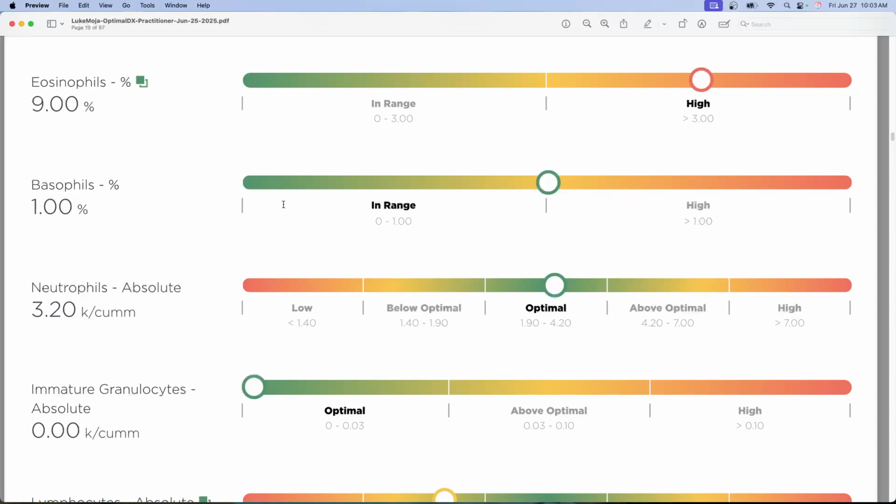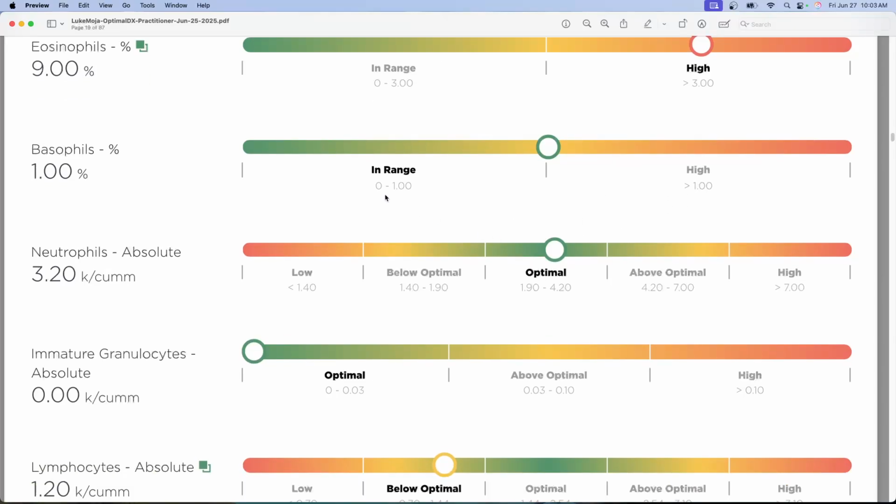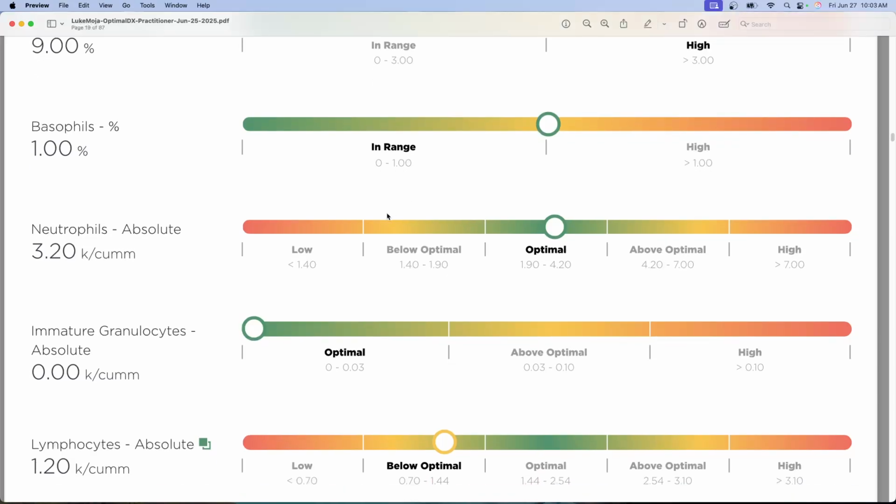Basophils, so this is another number that can indicate parasites or allergies. You can see mine's 1, so it's within range. You don't want to see that above 1 typically. But that's another white blood cell that can indicate an issue with parasites or allergies.